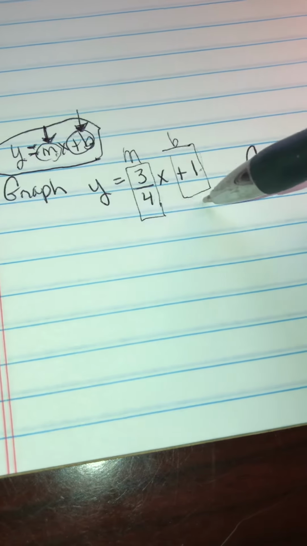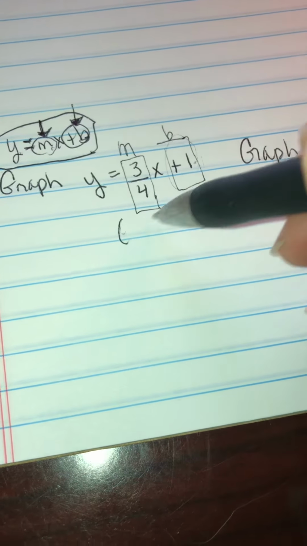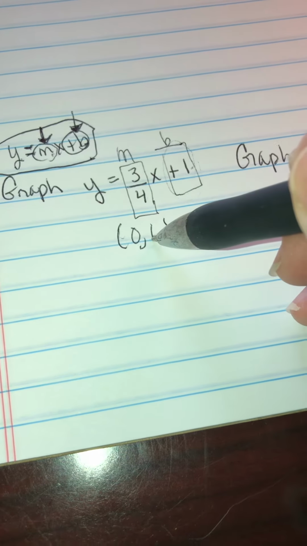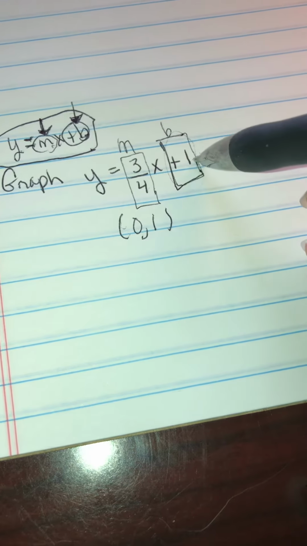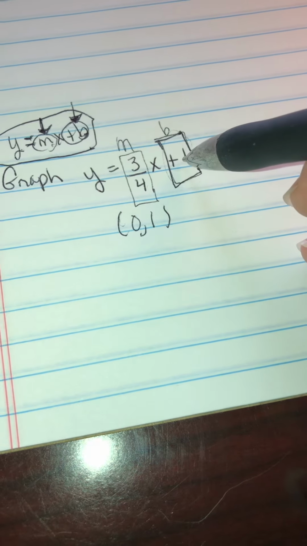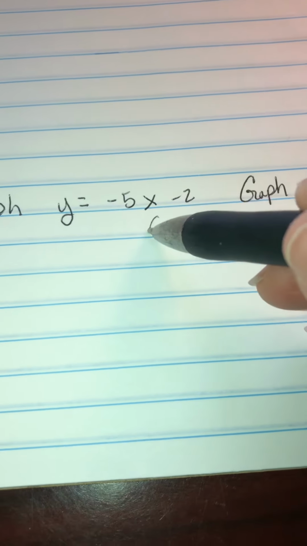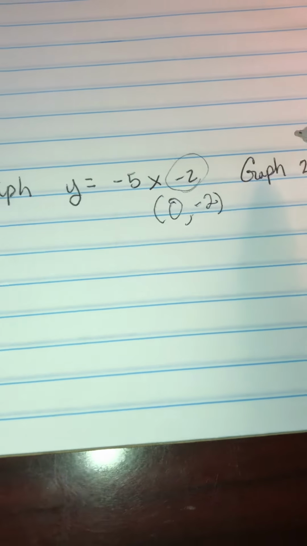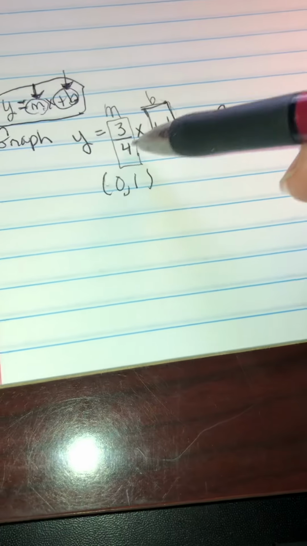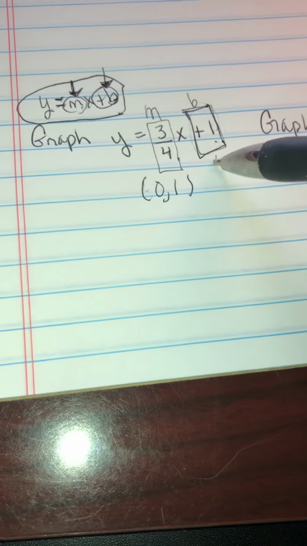And whatever number is here, you can put it as a set of coordinates at 0, 1. Because whenever you touch the y-axis, x is 0, and the y value is whatever was sitting here. So I can go over to this equation and see that it says y equals. So right here, we know x is going to be 0, and the y value is going to be -2. So you can get those two pieces of information from the equation. We got this piece, and it became our first set of coordinates that we can put on the graph.